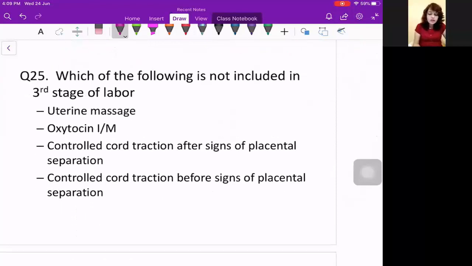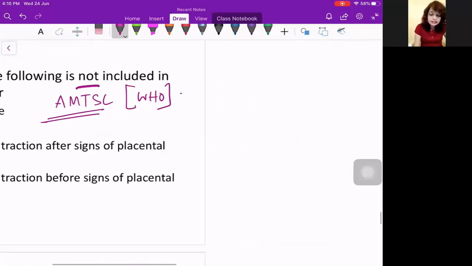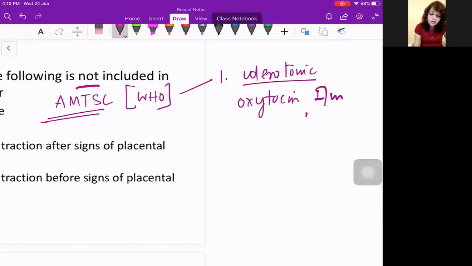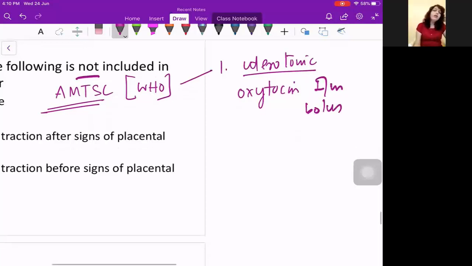Which of the following is not included in the third stage of labor? Uterine massage, oxytocin, controlled contraction after the signs of placental separation, controlled contraction before the signs of placental separation. What was the exact question in the exam, the students are better ones to tell. Nowadays, active management of the third stage of labor is done according to the WHO guidelines, which say use of uterotonics, that is oxytocin, the drug of choice, as an intramuscular bolus after the delivery of the baby, which will cause contraction of the uterus and prevent postpartum hemorrhage.